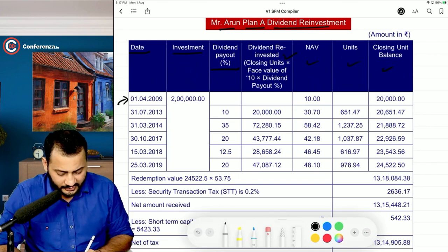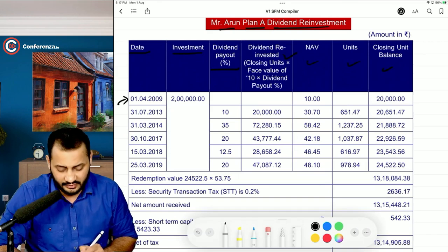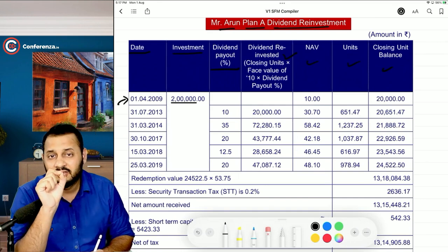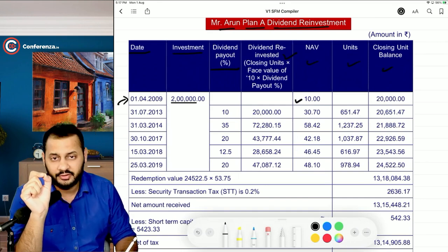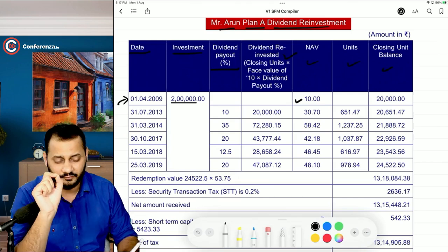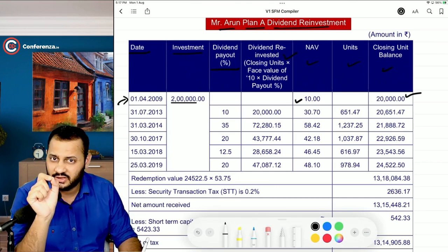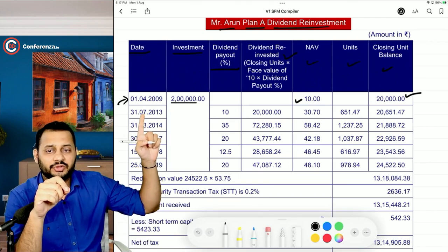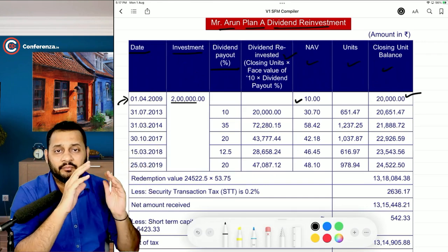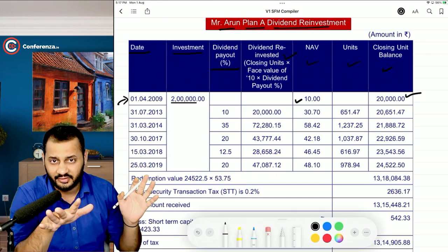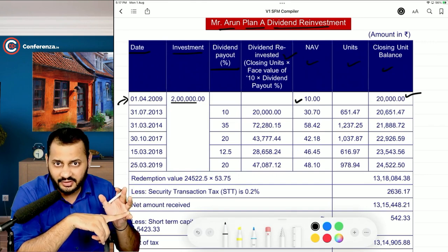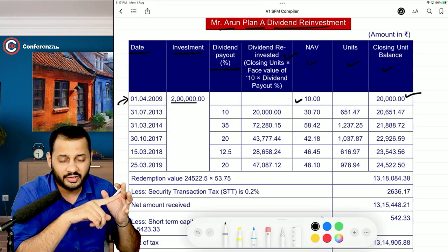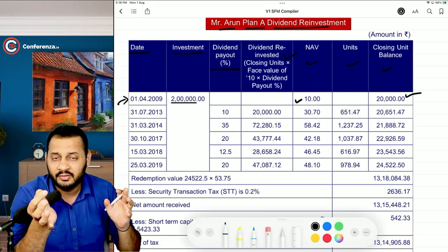So at the time of investment, that is on 1/4/2009, we invested around 2 lakh rupees, and it has been clearly written in the question that we have invested at the IPO price, face value, which is 10. So the number of units that we have received is 20,000. Okay. And after that, from April 2009 to July 2013, nothing happened. No dividend was declared. So if the dividend is not declared, there is no reinvestment. No reinvestment means no additional units. No additional units means the closing units will remain the same.